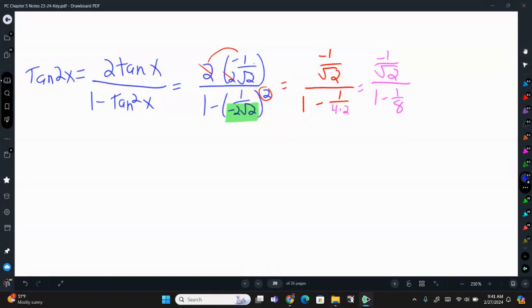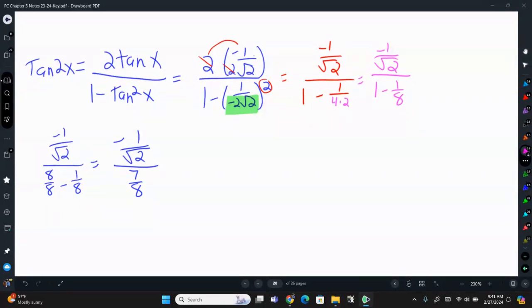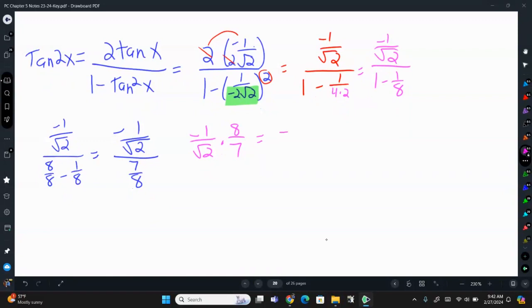We need to get common denominators, so negative 1 over the square root of 2 over 8 minus 1 over 8 equals negative 1 over the square root of 2 over 7 over 8. So now we have to get rid of that 7 over 8 in the denominator. So we can multiply by the reciprocal instead. That's going to give us negative 8 over 7 times the square root of 2.